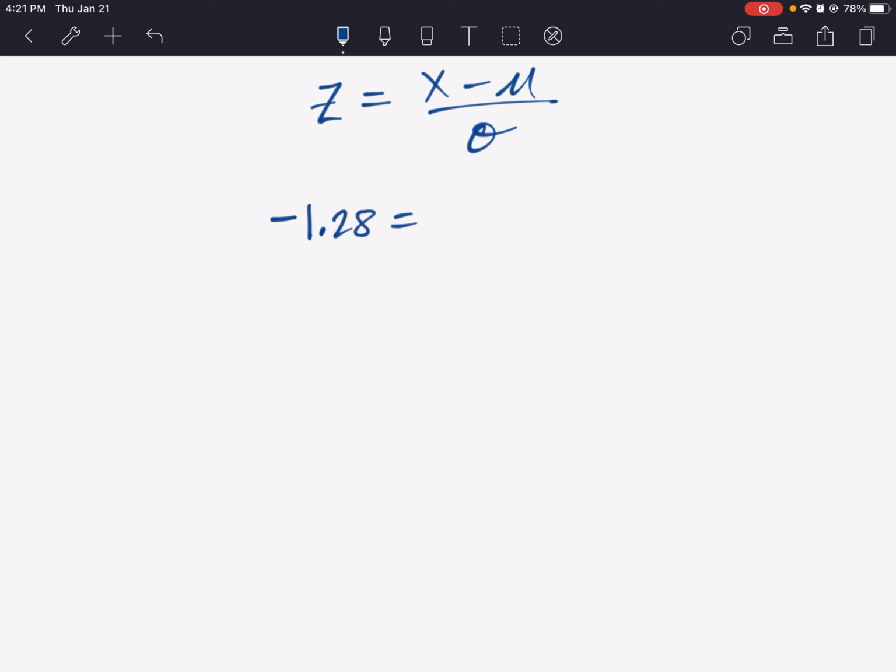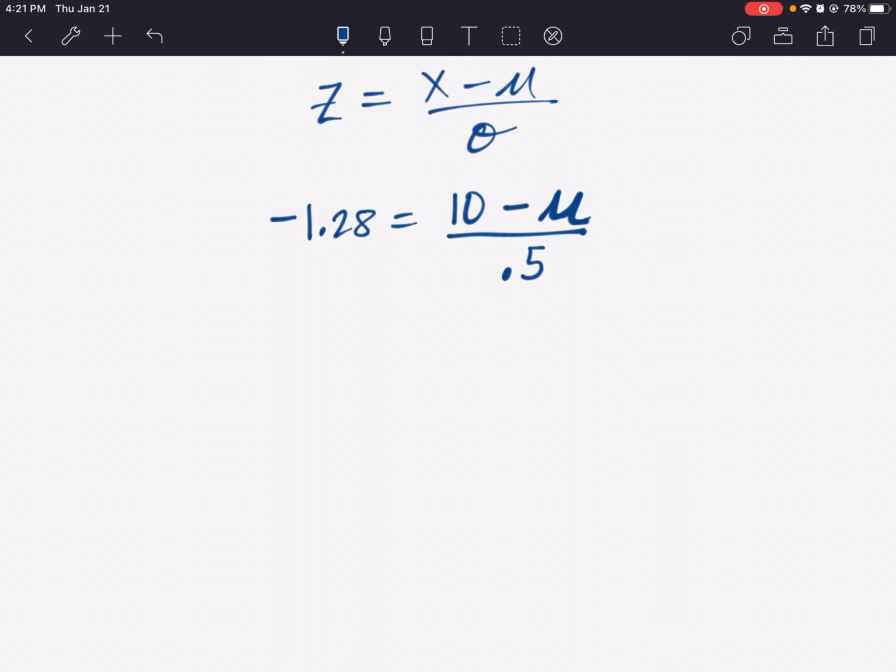X is 10 minus the mean. So that's going to be minus the mean, which is a variable, and I'm going to divide by the standard deviation of 0.5. I can see on an answer key that I was looking at, I put 0.05, so I'm going to have to fix that. So I might have to do some calculating here.